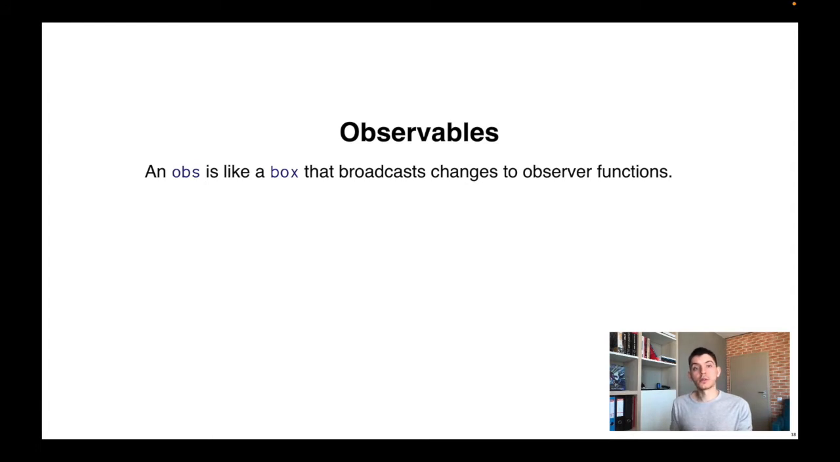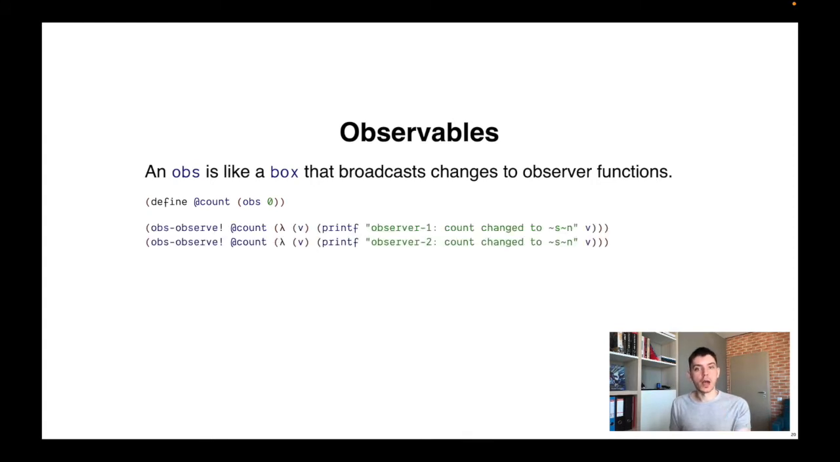And then observables are like boxes that have the ability to broadcast changes in their values to observer functions. So we can define an observable and then subscribe a couple functions to it, and then push a change to that observable. And when we do, both of those functions trigger. And in this case, both of those functions just print the new value of the counter to standard out.